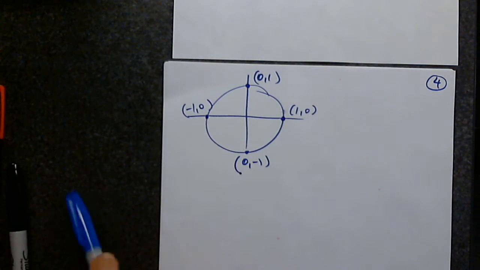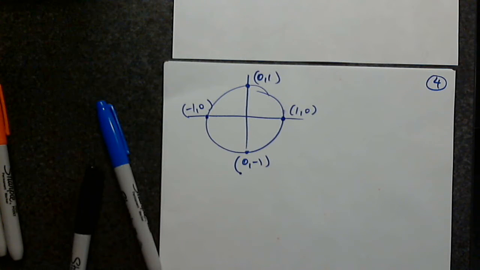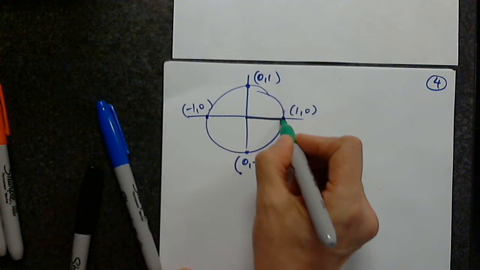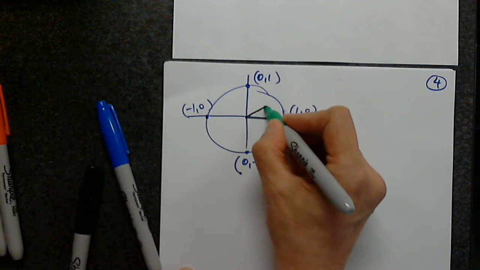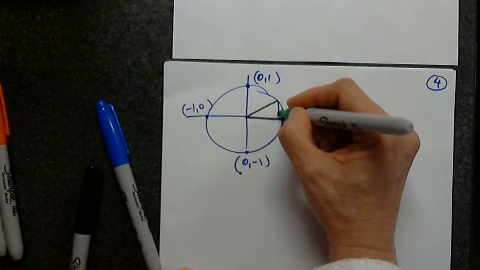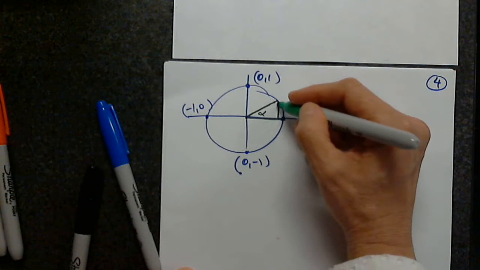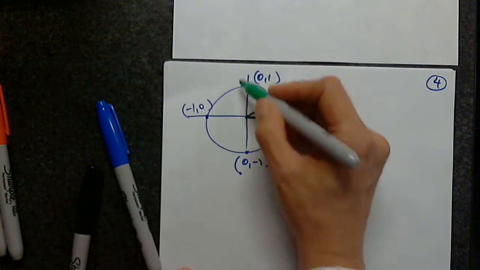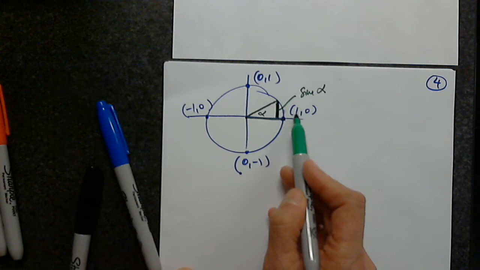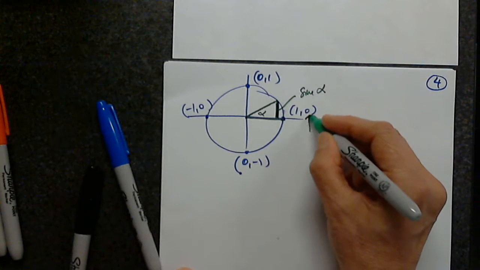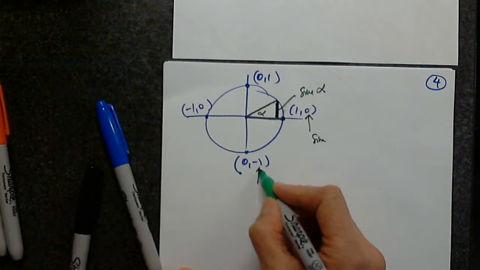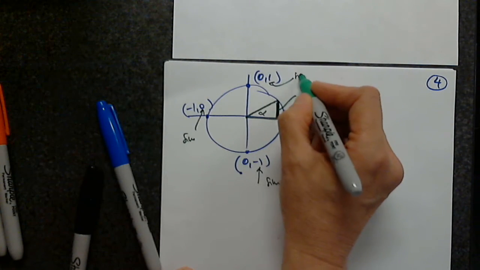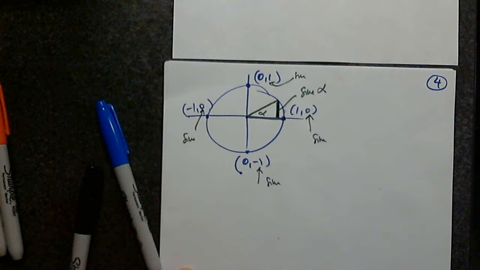Now I'm going to picture a little center angle, in standard position, meaning this is the initial side and this is the terminal side. I will form a right triangle, and for this angle alpha, this piece is sine alpha. So it's on the y-axis. So these are always sine, because they are on the y-axis.